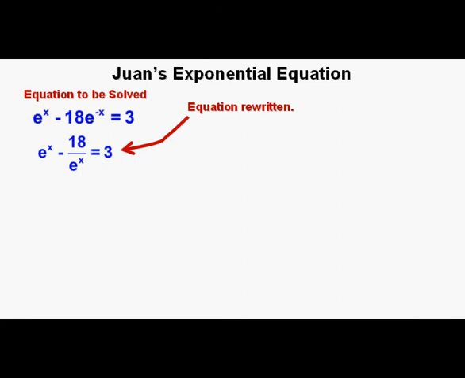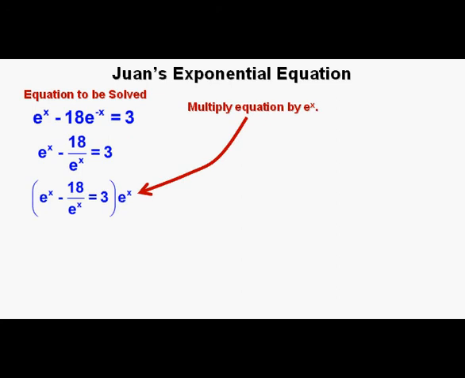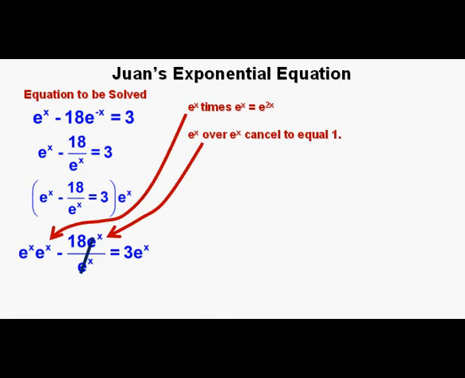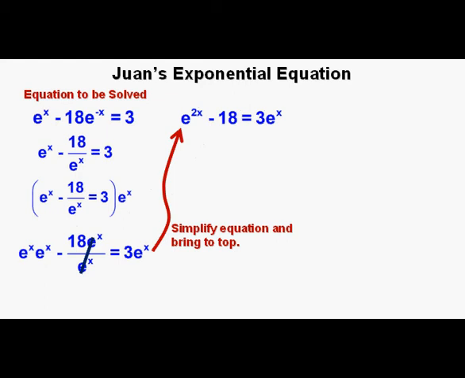Next, to clear out the denominator, we can multiply the equation by e to the x power as shown here. Here's the equation with e to the x power distributed to each term in the equation. E to the x times e to the x will equal e to the 2x, and e to the x over e to the x will cancel to equal 1 in that second term. We're left with e to the 2x power minus 18 equals 3e to the x power.